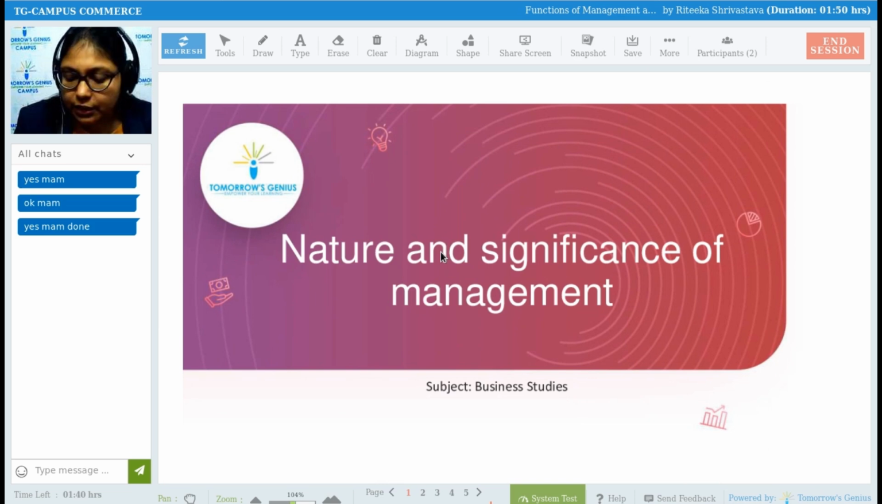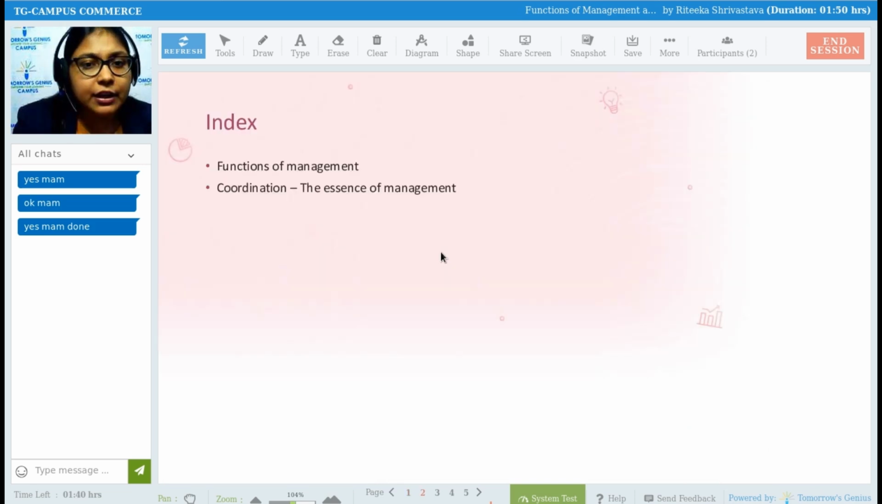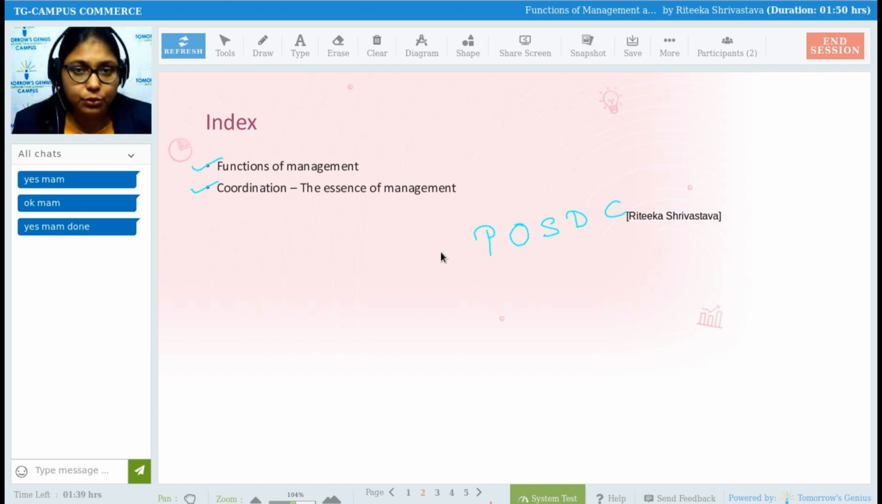So today we are going to see the topics like functions of management and what is coordination, the essence of management or coordination. So first of all, we are going to start with functions of management. I have already mentioned in our first class, what is function of management? Function of management basically means every organization or every management has to follow 5 major functions, and that is planning, organizing, staffing, directing, and controlling.